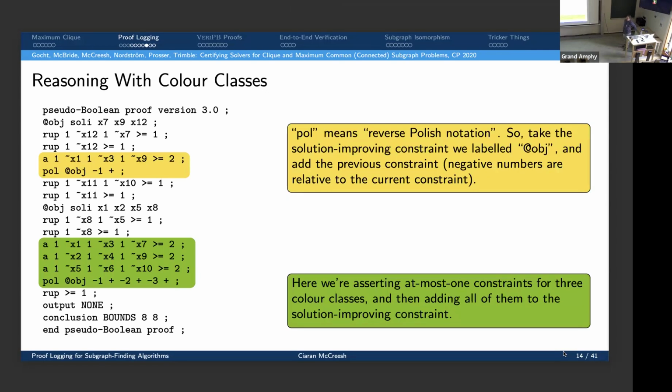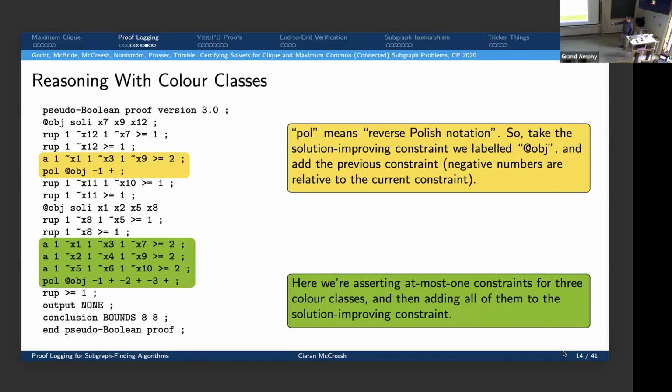Let's try something a bit better. Rather than doing this magic derivation using the objective constraint, what if we could take the at most 1 constraint, the color class, and say add the objective variable to this at most one constraint. So constraint ID -1 always means the previous constraint in the proof. So now I'm saying, okay, this is a color class, so I can pick at most one, add it to the objective.